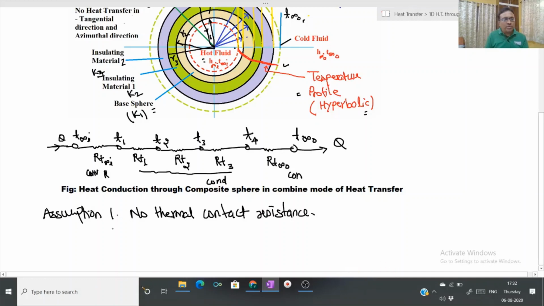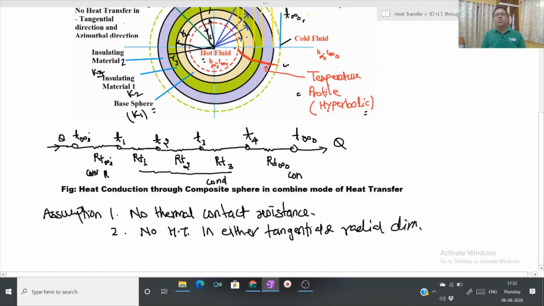And assumption number 2 will be no heat transfer in either tangential or radial direction, because we are considering one-dimensional steady-state heat conduction.